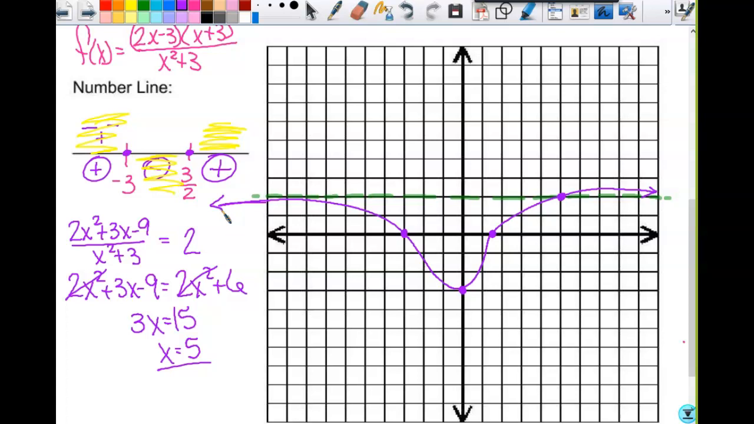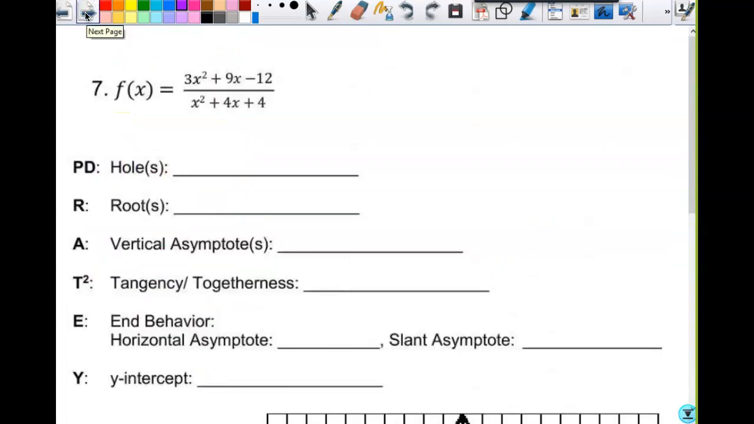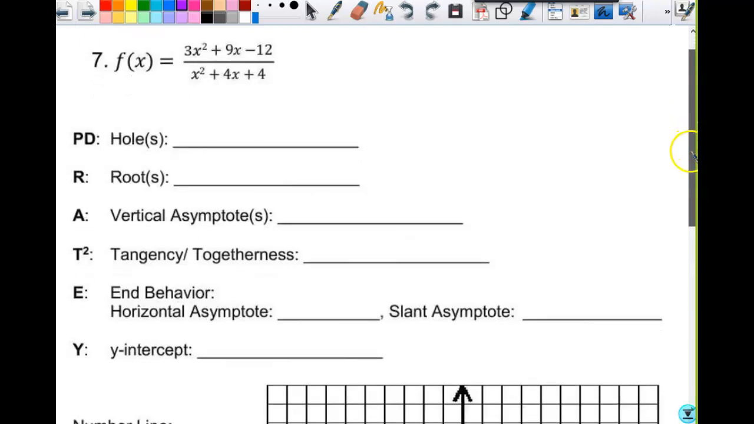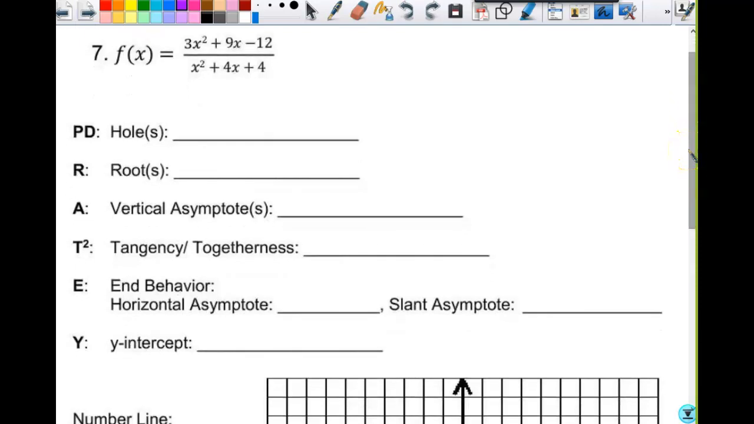Alrighty, let's look at number 7. So number 7, I need to factor. What does this one have that most of them haven't? When I factor, what can I factor out of the numerator? Can I factor out a GCF? And if you can, you want to. I mean, I can factor it without factoring out a GCF, but it makes it more complicated.